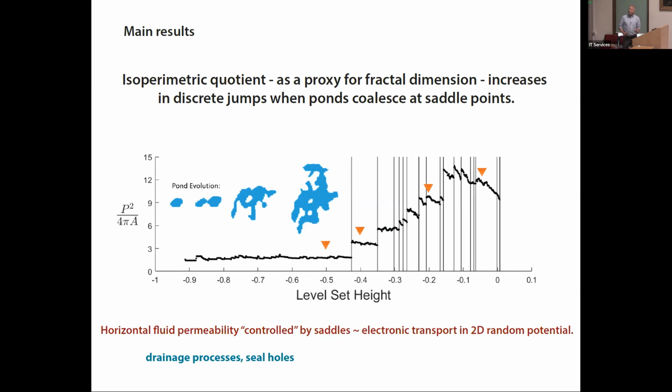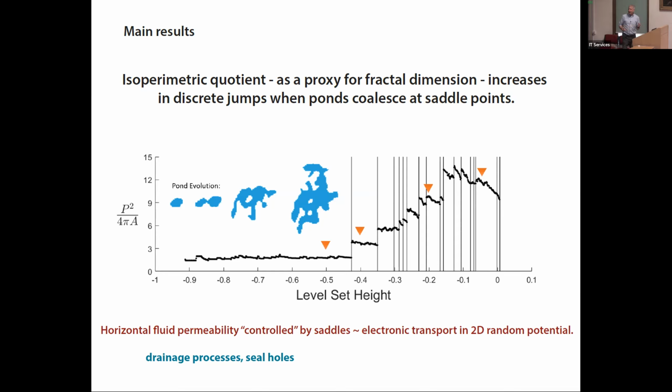And one of the main results, what then explains the transition in the fractal dimension, is we looked at the isoperimetric quotient, namely the perimeter squared over 4 pi times the area. And what we found is at these saddle points, when two ponds turn into a much more complex one pond, you get these jumps. It sort of jumps up in the isoperimetric quotient. And that's ultimately what's driving this transition in the fractal dimension.